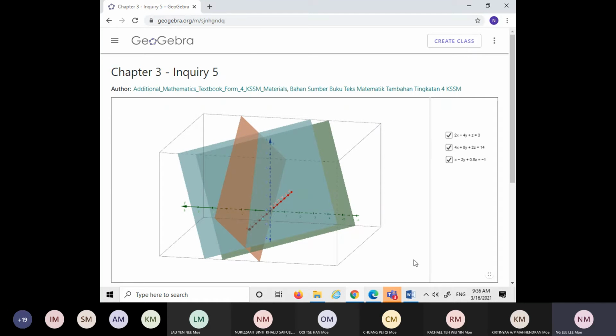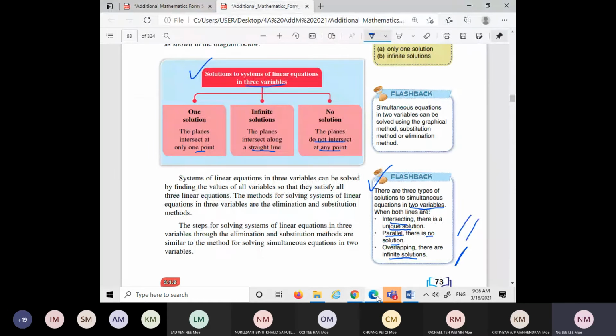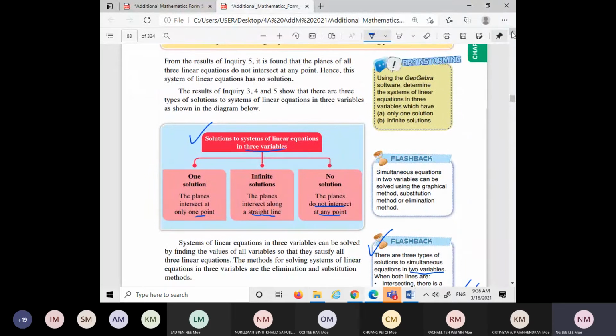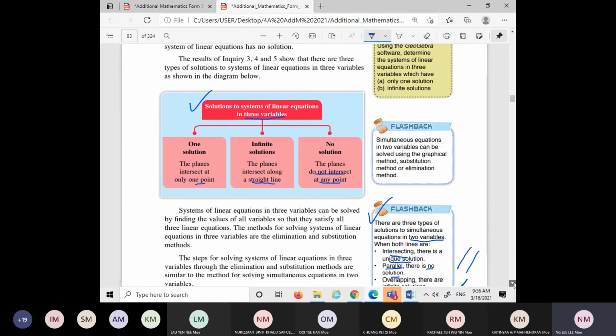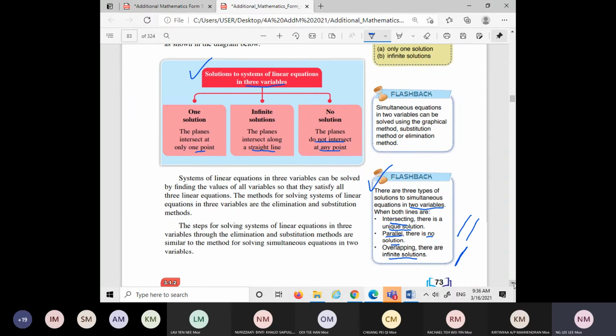So we come back to the textbook. Next, we know already there are three types of solutions for two variables, and for three variables also the same thing. Now we want to solve it. How to solve it? This one also same thing.